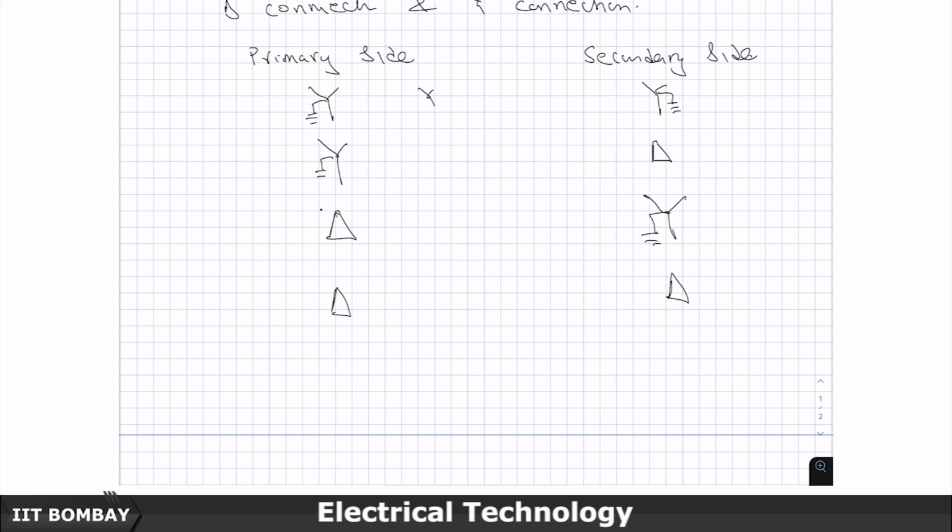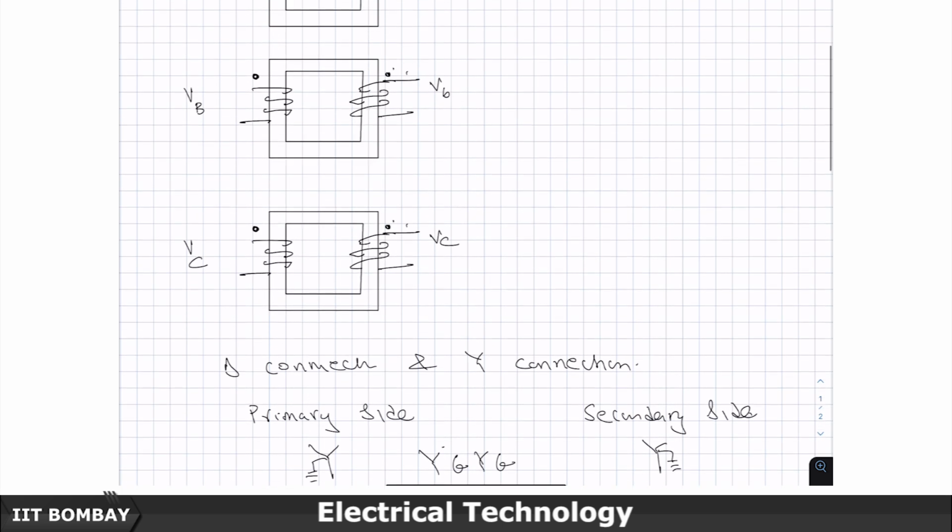So, what I mean to say is you have Y, it is called as YG, just to emphasize that there can be a connection which is without the grounding also. So, YG, this will be called as YGD, this will be called as D yg, and this will be called as d d. So, you can have connections like this.